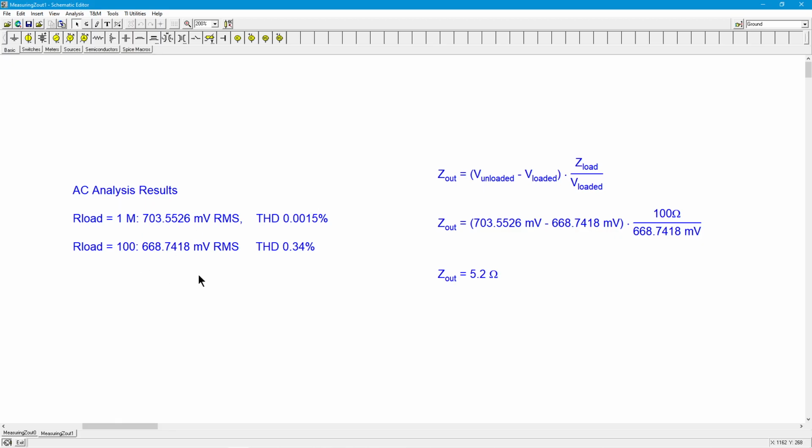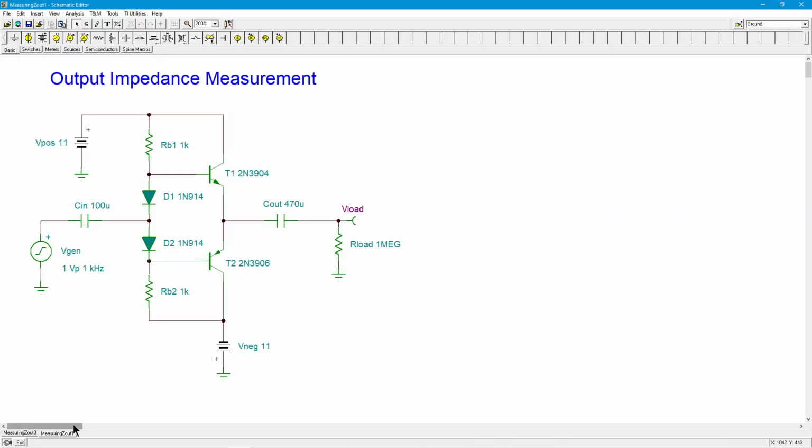So now I can take these two numbers and stuff them into my equation, right? This is the equation we derived. So you take your 703, subtract your 668, get that differential voltage. That's basically the voltage dropped across the internal Z out, and then multiply by your Z load and V load combo, and bloop, that works out to 5.2 ohms. There you go. Done. All right.